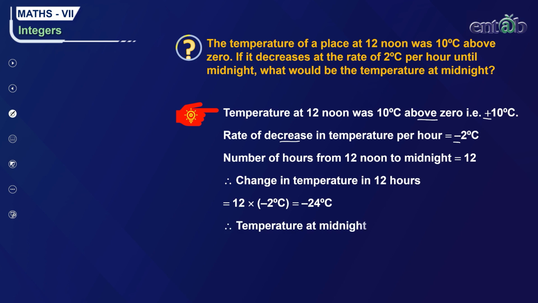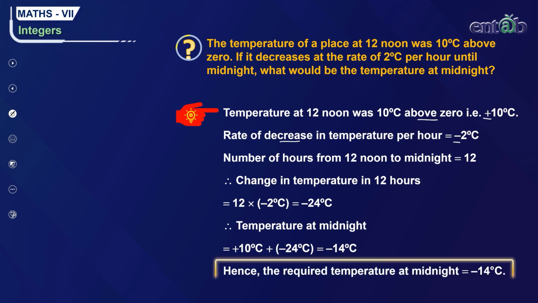So, what would be the temperature at midnight? Let's see. Temperature at midnight would be given as positive 10 degrees Celsius, which was the temperature at 12 noon, plus the change in temperature. The change in temperature is minus 24 degrees Celsius. So, 10 minus 24 is minus 14. Thus, we get the answer as the required temperature at midnight was minus 14 degrees Celsius. I hope this was clear to you. Let's look at the next problem.